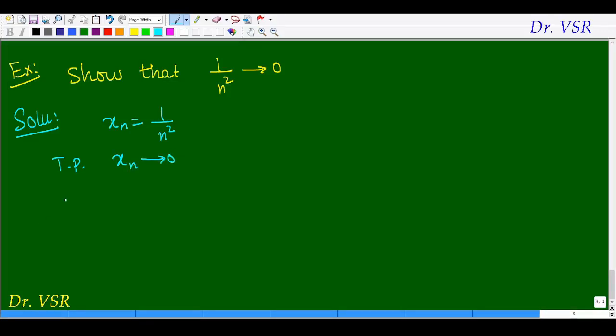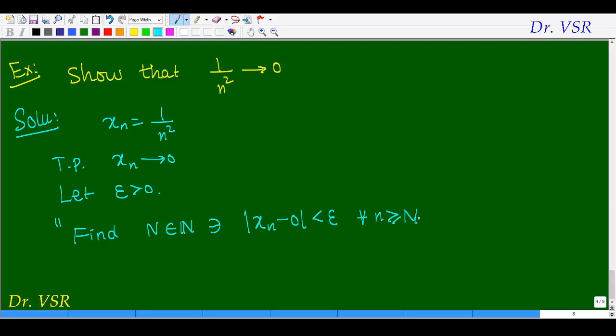So let epsilon be positive, we start. Then what should we find? Find capital N belonging to the natural numbers such that modulus of x_n minus 0 is less than epsilon for every n greater than or equal to N. Now I will give a rough calculation. Modulus of x_n minus 0 is equal to modulus of 1 by n square minus 0, that is equal to 1 divided by n square.